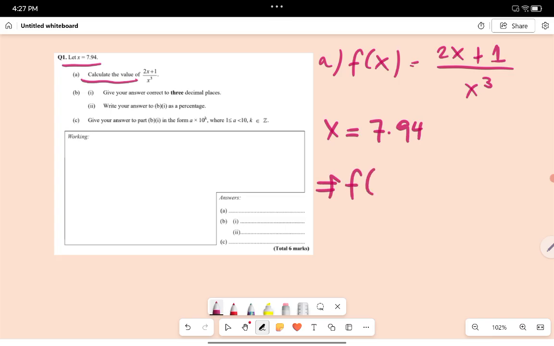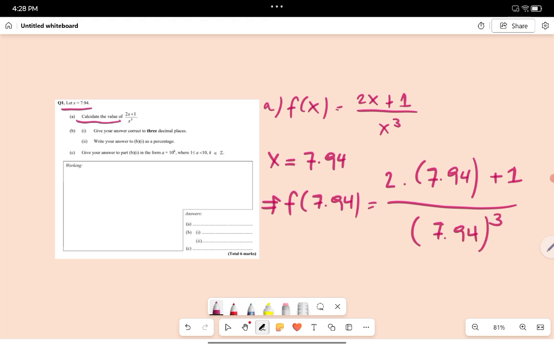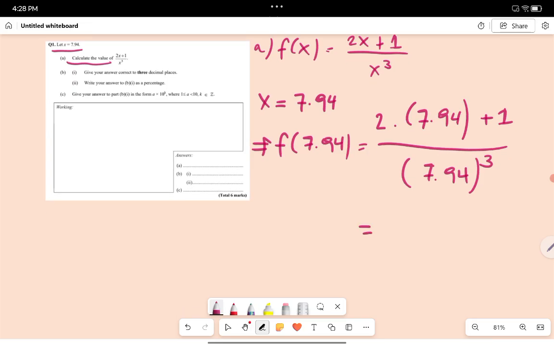So we do f of 7.94 is equal to, we take the function, 2 times 7.94 plus 1, and we divide by 7.94 to the power 3. When you do that with your calculator, you get 0.0337. So this should be your answer to question 1, the value of 2x plus 1 divided by x to the power 3.